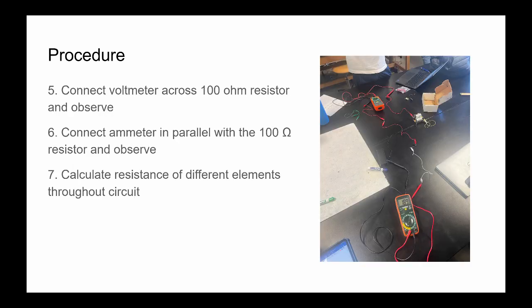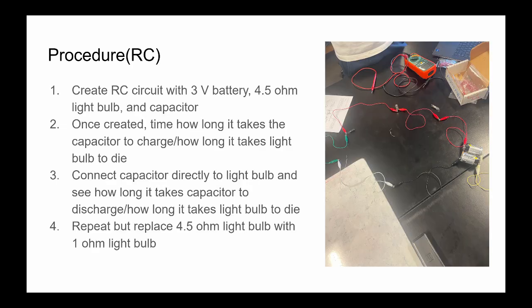And we connected a voltmeter across the 100 ohm resistor and saw what happened. Then we did so with an ammeter and saw what happened. And then we calculated the resistance of different elements throughout the circuit. For the RC circuit, we created a circuit with a 3-volt battery, 4.5 ohm light bulb, and capacitor. And once we created it, we timed how long it would take to charge the capacitor or how long it would take the bulb to die. Then we connected the capacitor directly to the light bulb and saw how long it would take the capacitor to discharge. And then we repeated this process with a 1 ohm light bulb instead.